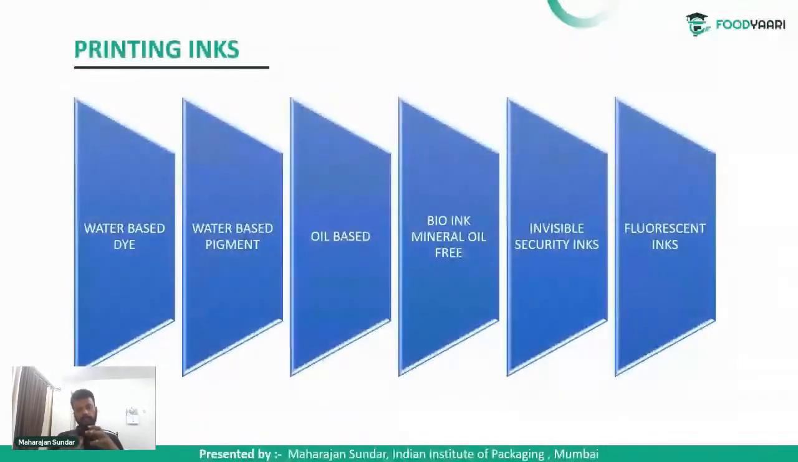Printing inks are of different types. Based upon the requirement of the industry and the required life of the printing displayed to the customer, the printing inks are decided. There are water based dye, water based pigment, oil based, bio ink, mineral oil free, invisible security inks, and fluorescent inks. Water based dye and pigment are generally water based, but what is the difference between dye and pigment? Dye is completely soluble in water, but pigment is not soluble in water. And these are the different types of ink.